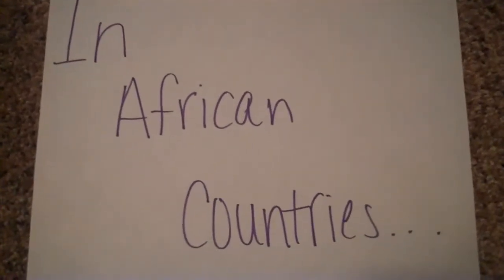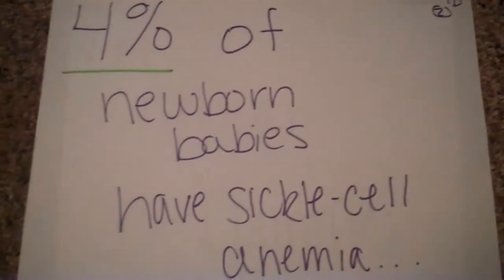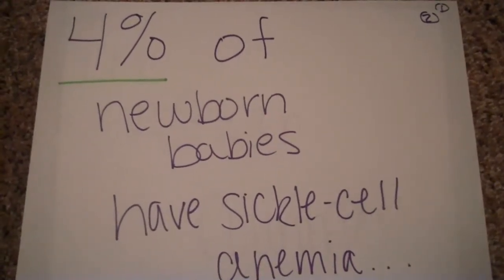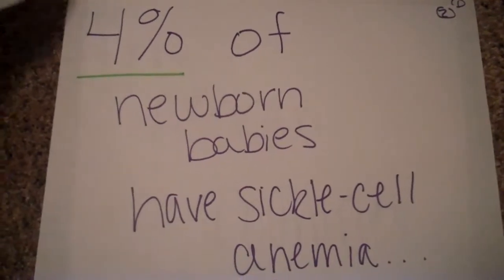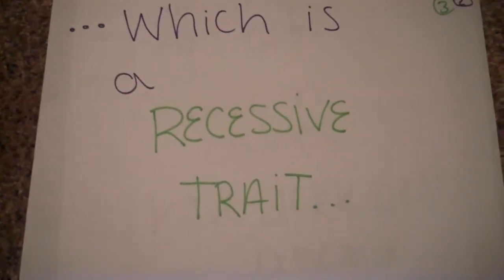So here's a real life problem. In African countries, 4% of newborn babies have sickle cell anemia. The 4% is underlined because that's an important number that we'll have to use in the equation. And sickle cell anemia is a recessive trait, which is also important for the equation.